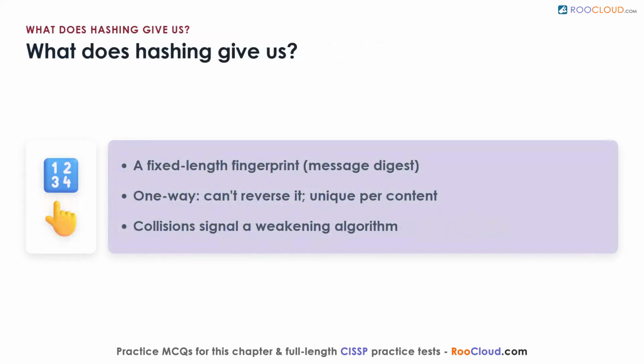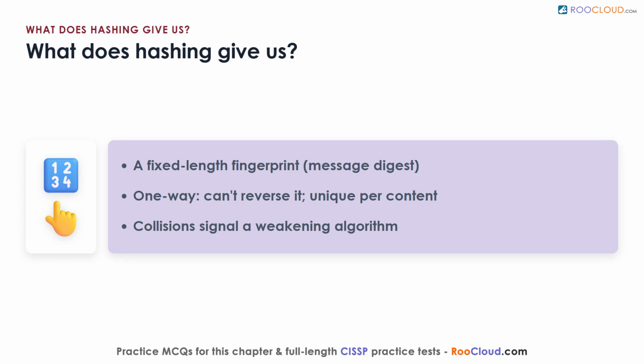What does a hashing algorithm actually give us? It produces a fixed-length fingerprint of any input, called a message digest. Feed in a file of any size, and the hash spits out a short, fixed summary that is unique to that content. Two crucial properties make it useful.